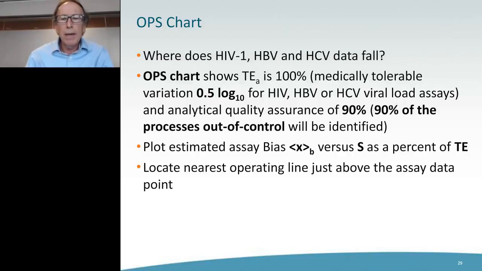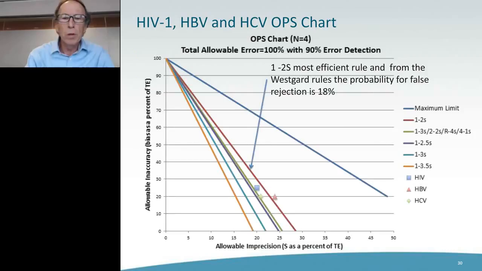And then we plot the assay bias versus standard deviation as a percent of total error. After you plot your results, you locate the nearest operating line just above that data point to establish the rule that you want to follow. So here are the 3 data sets on an OPS chart, and we're using n equals 4 for the rule coverage. Again, total allowable error is set at 100% of the 0.5 plus or minus log values, with a 90% error detection rate. And you can see the lines are drawn as a maximum limit.